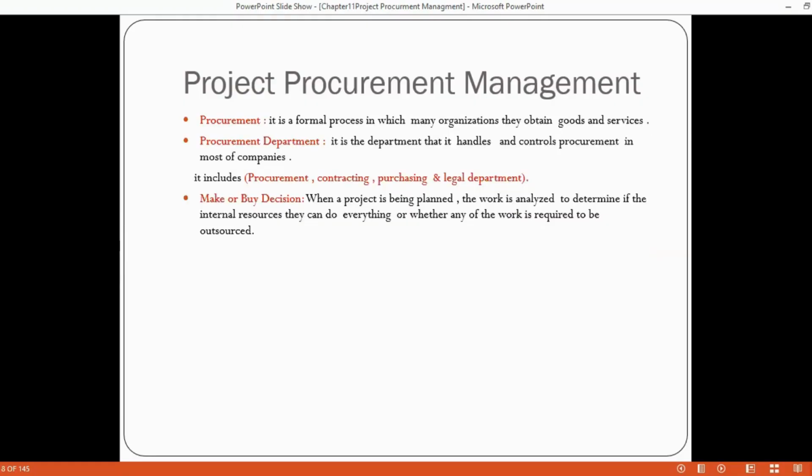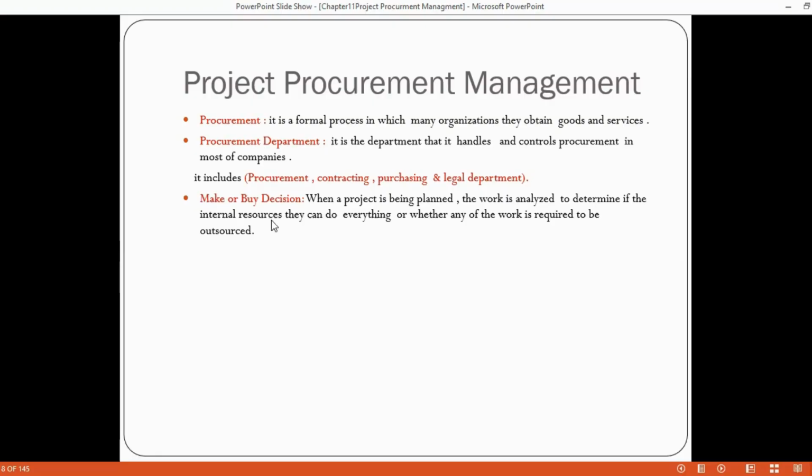So procurement, as a definition, is the formal process in which organizations obtain goods and services and the results. And there must be a procurement department, right? The procurement department is the department that handles and controls the procurement of most companies, to include the procurement, the contracting, the purchase, and the legal department. So there must be a unit that controls all of that, the purchasing, the deals between the buyer and the seller, and we call it a procurement department.